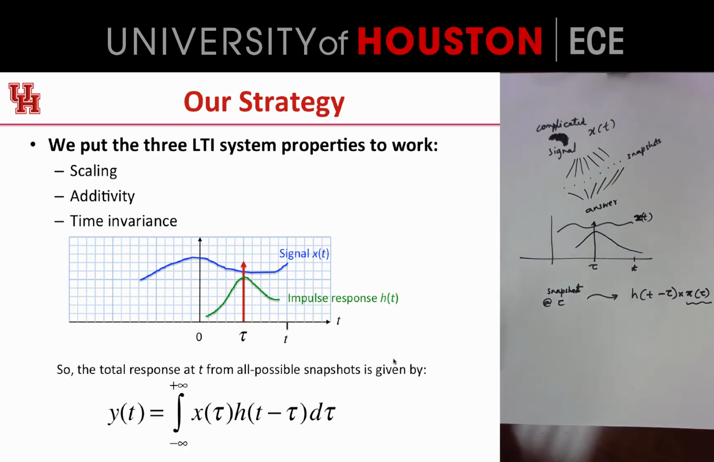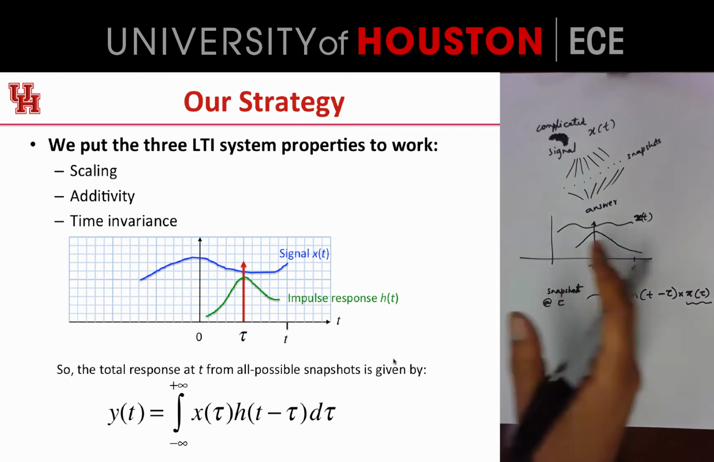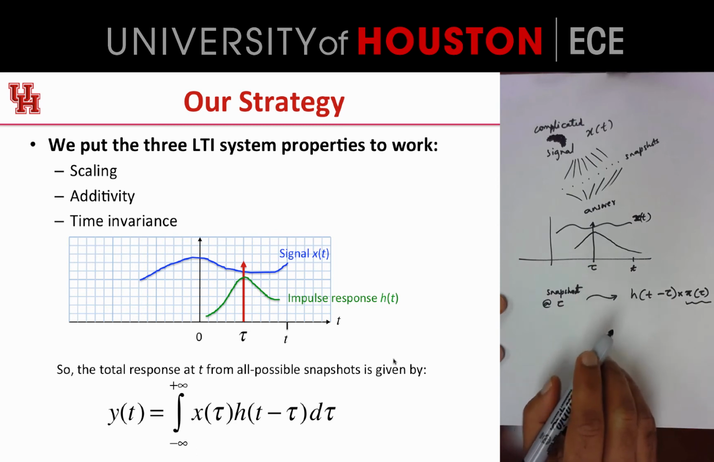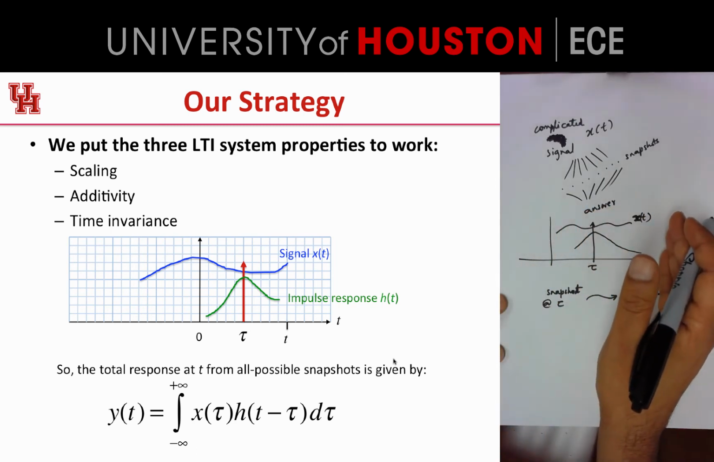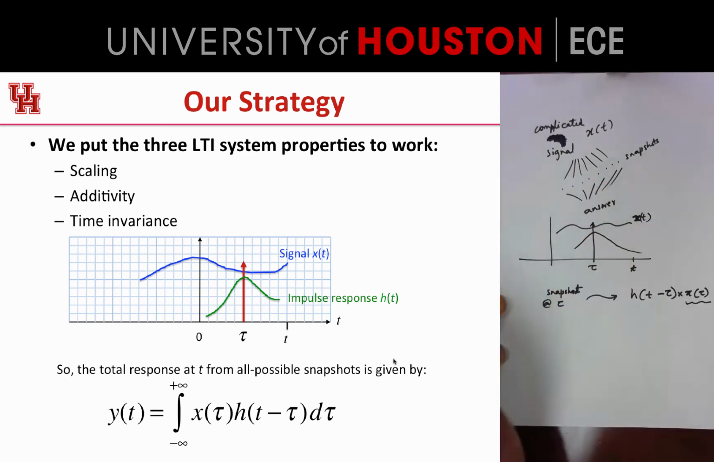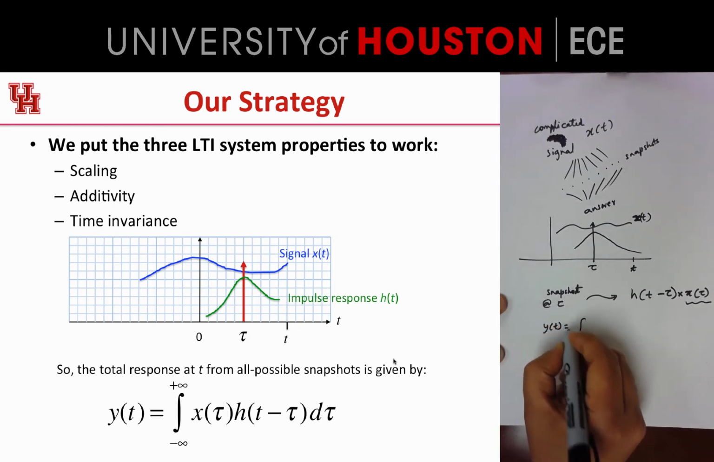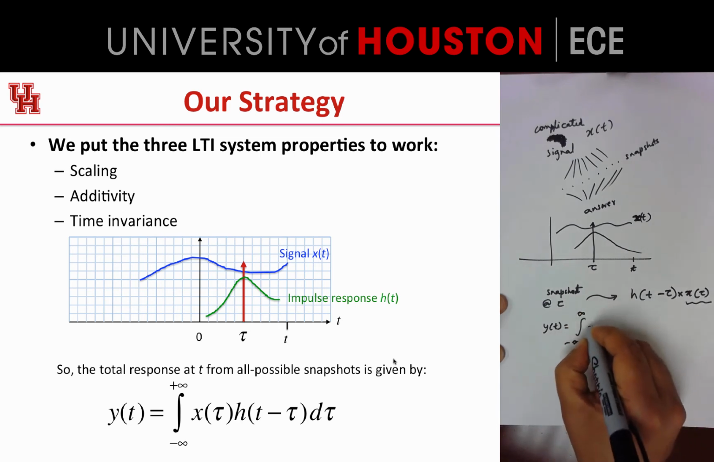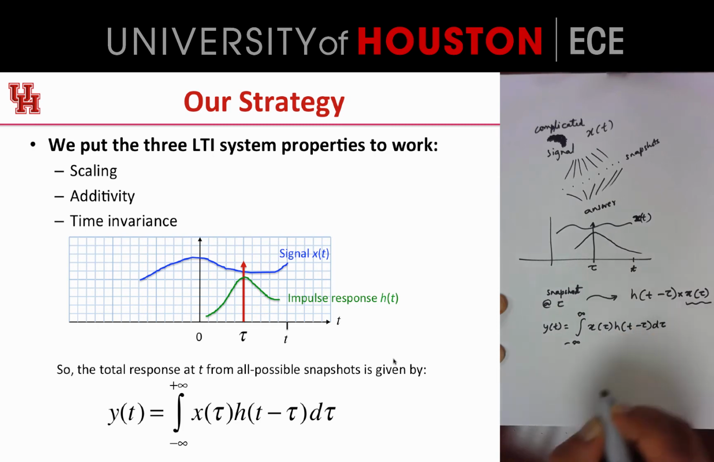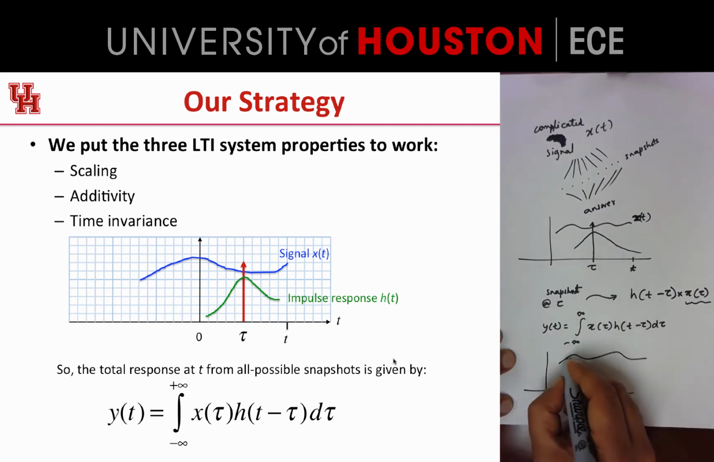Now, if I were to sweep through the signal x of t, like my animation showed, then I can calculate a series of snapshots. The total response at time t is going to be the sum of the responses to each of the snapshots. So y of t is simply equal to the integral from minus infinity to infinity of x of tau h of t minus tau d tau. And this is easy to understand. Suppose I have a signal, and suppose I take a snapshot here.